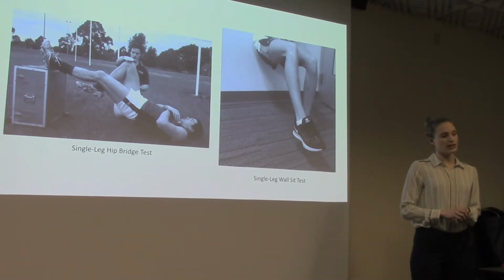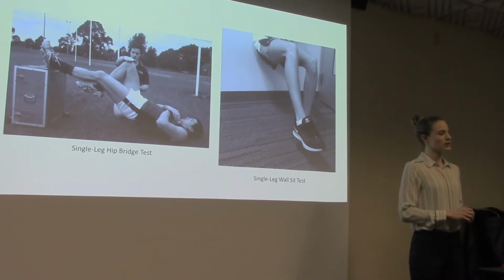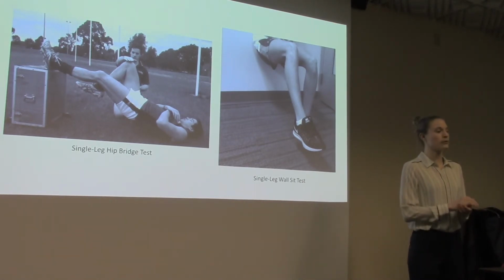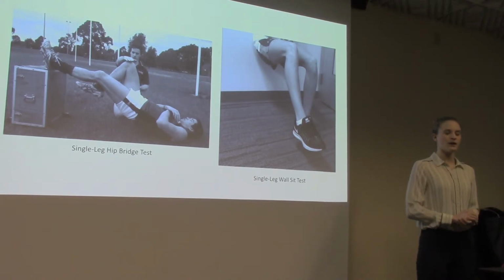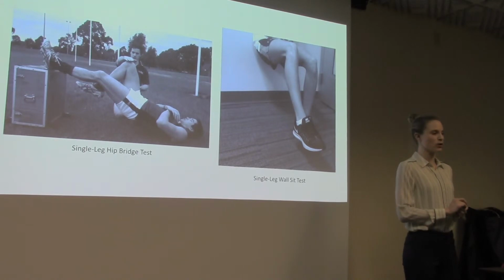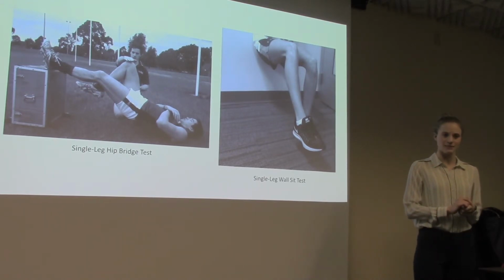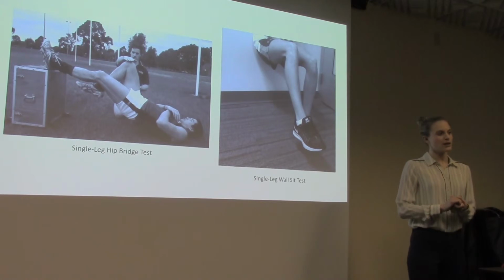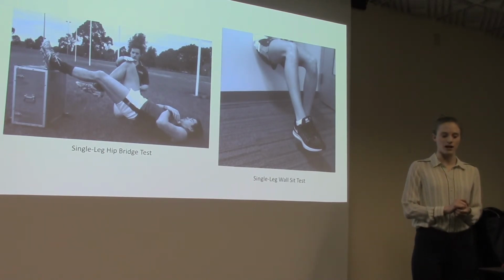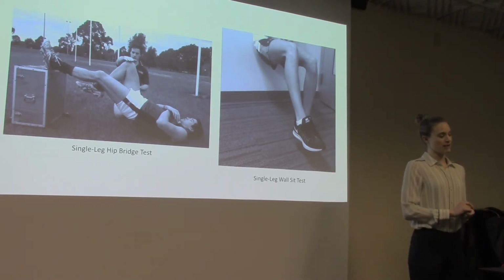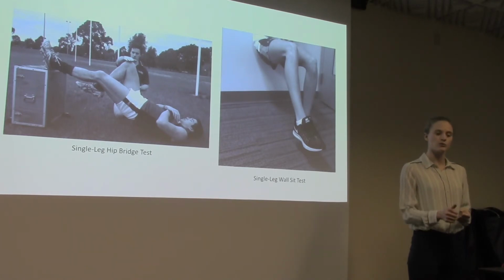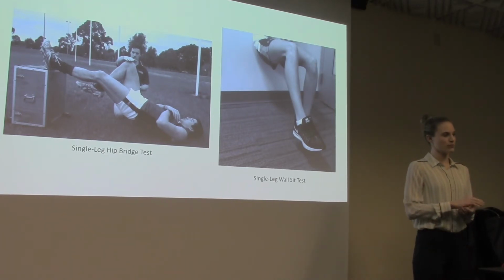These two tests put individuals in positions where their lower extremity muscles, ligaments, and tendons are highly stressed, and we measure the testing outcomes. The single leg hip bridge measures how many repetitions one can perform of a bridge until they are fatigued. The single leg wall sit measures how long one can hold that position until proper form is lost. There is current evidence that supports that previous injury is one of the strongest risk factors for future injury.